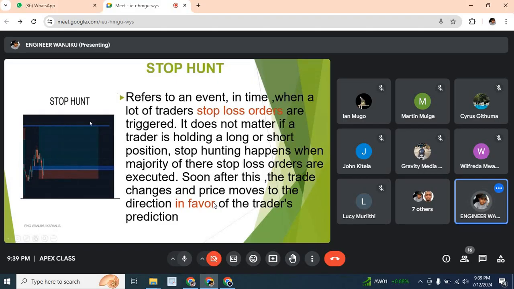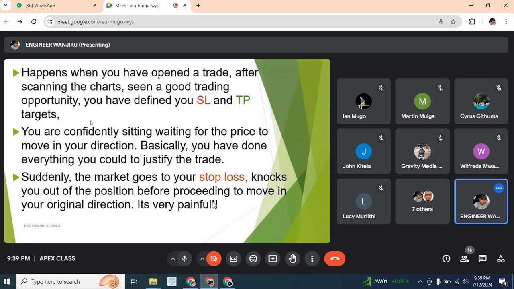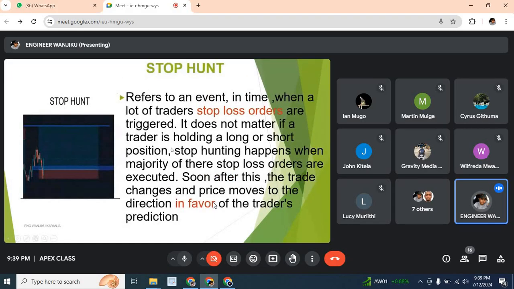It is very, very painful because you have been stopped out, then the market goes all the way to your take profit. So that is what we call stop hunts. So how do they happen? They happen when you have opened a trade after scanning the chart. Imagine you have scanned the chart, seen a good trading opportunity, you have defined your stop loss, your TP targets, just like this guy. You have identified your stop loss, your TP targets.